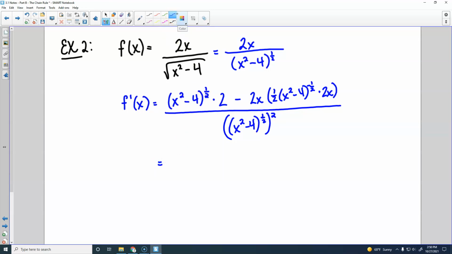Now the good thing about it though is if you have to plug 3 in, it doesn't matter how far you have simplified it. You may simplify it one way, and somebody else might stop earlier, and it can still work. Technically it can work if you plug in 3 here, but like I said, it would be difficult.